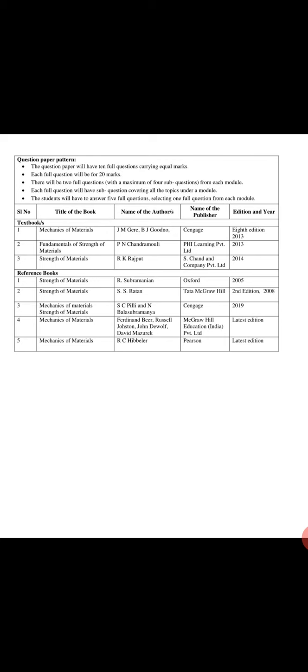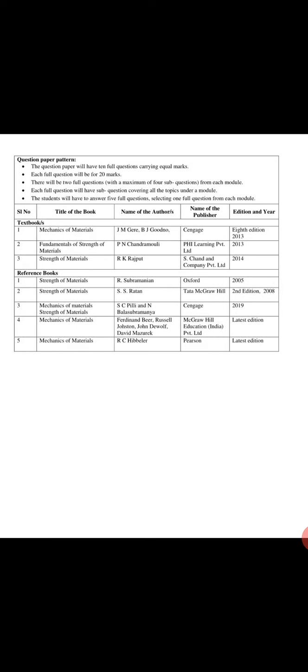So the books to refer. So we have Strength of Materials by S.S. Ratan, a very standard book. Strength of Materials by R.K. Rajput. And there's one more which is not mentioned in this. We have Mechanics of Materials by J.P.K. Das, a very commonly used textbook.